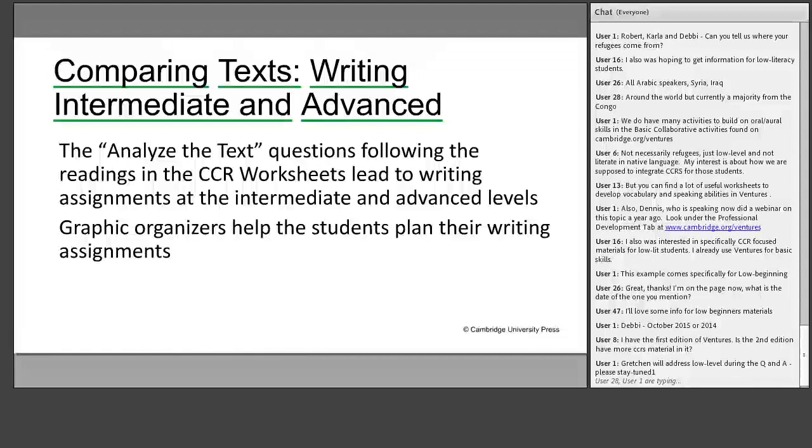Finally, I want to talk about writing as a tool for comparing texts. At the intermediate and advanced levels, the final portion of the CCR worksheet is writing. Students have just gone over the questions in the Analyze the Text section, and these answers guide them in the writing section that follows. For each assignment, there is a writing prompt and an accompanying graphic organizer that helps students to organize their writing.